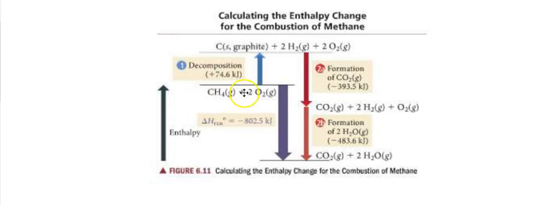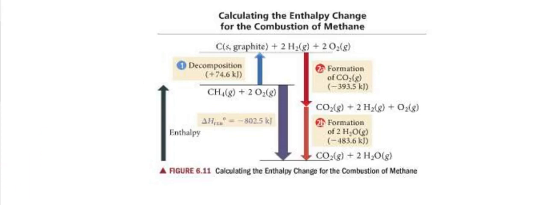We're starting off here with our reactants, and I'm going to decompose methane into its elements. So I have the carbon, graphite, and H2 right here. And I need to absorb 74.6 kilojoules of energy. You might recognize this as the value that we had before, but we had a negative 74.6.